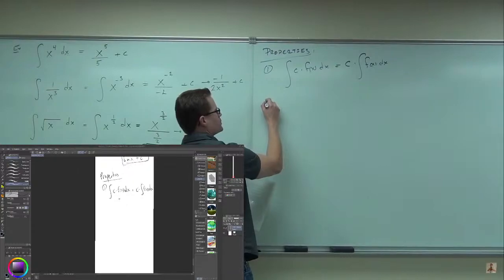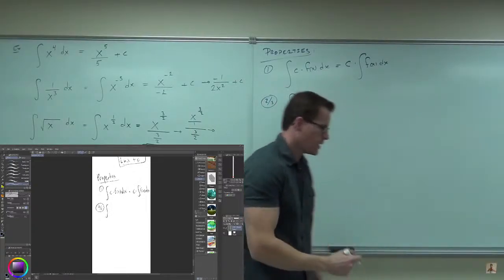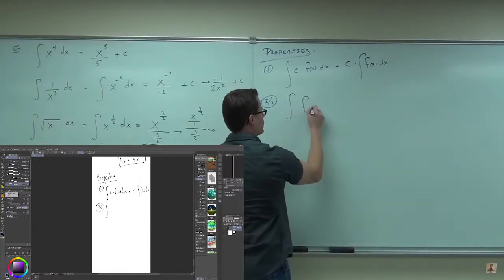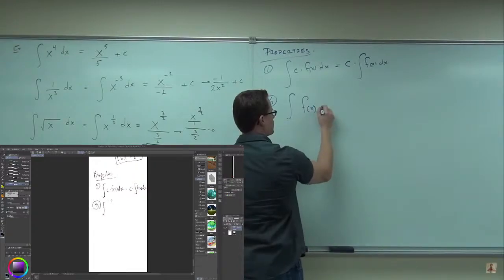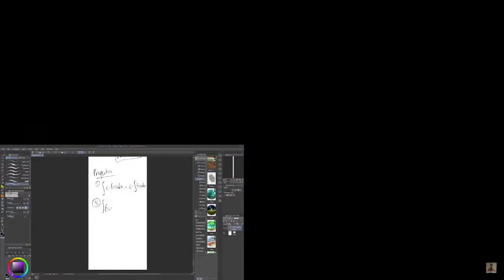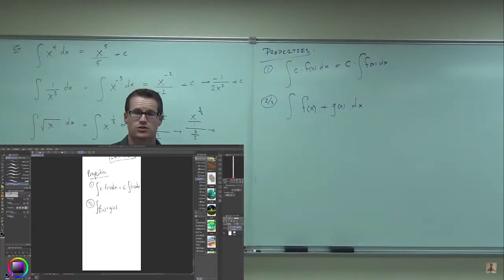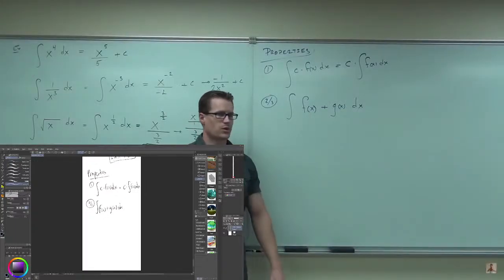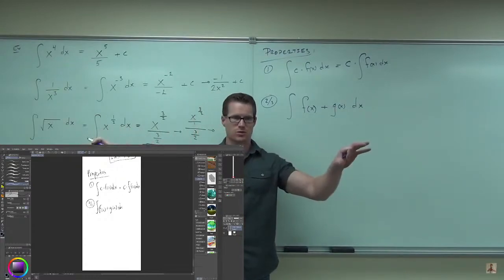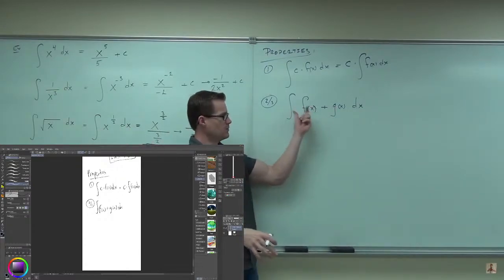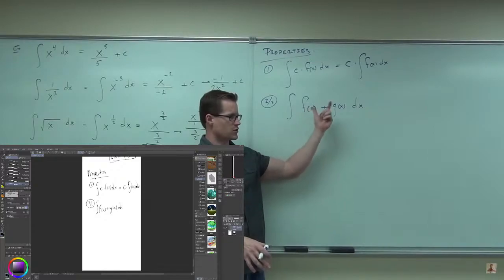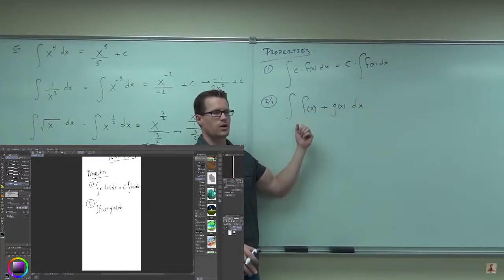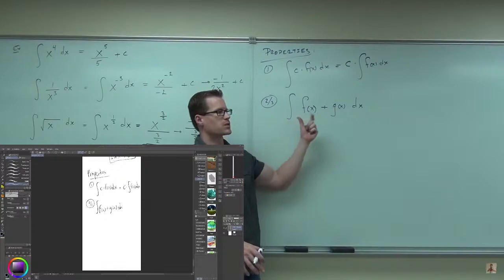I'm going to put 2 and 3 together. Let's suppose that you had two functions being added together within your integral, like that. With derivatives, we could separate those, couldn't we? We could take the derivative of the first one plus the derivative of the second. That means here that works as well. You take the integral of the first one plus the integral of the second.